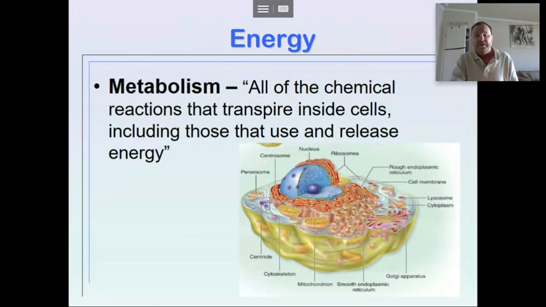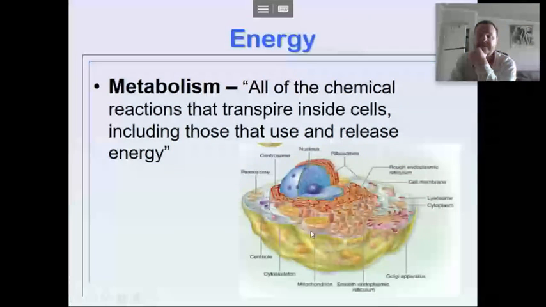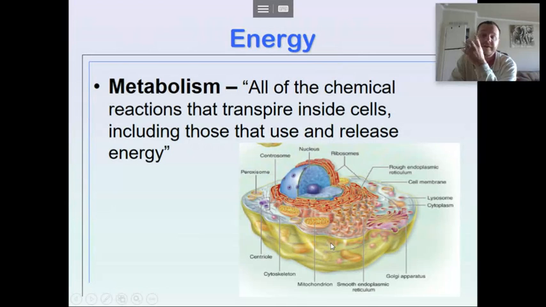Okay. Now, there's this term metabolism. Metabolism basically describes how organisms are using energy. It's all chemical reactions that transpire inside cells, including those that use and release energy. So your metabolism, we talked about the mitochondria being kind of the producers of a molecule we call ATP. That's the energy that cells will move around. These mitochondria will generate that ATP, and that molecule serves as energy that can be used in other parts of the cell.